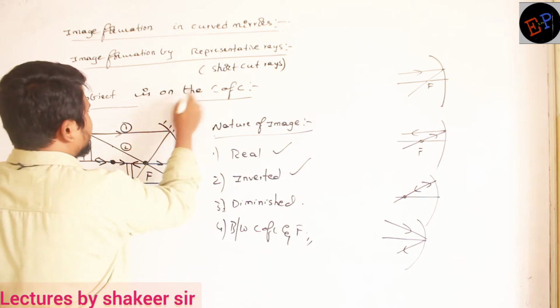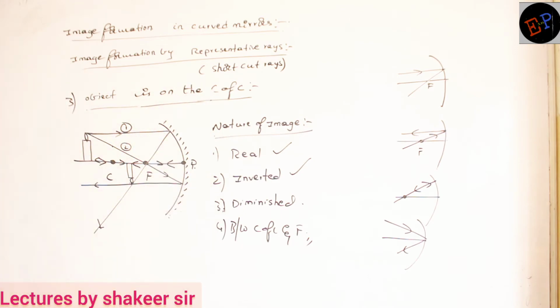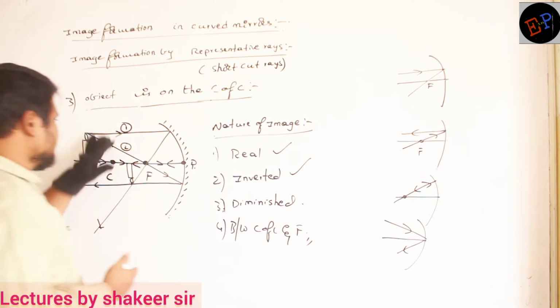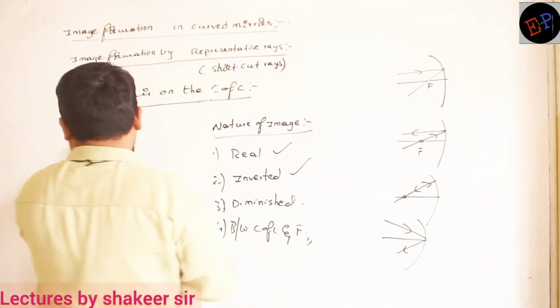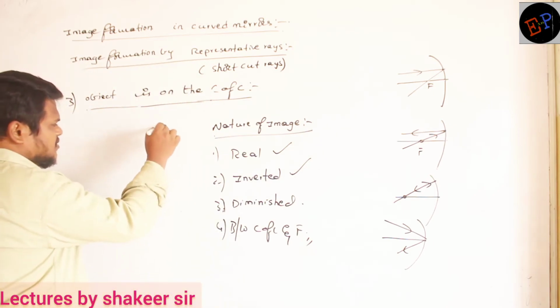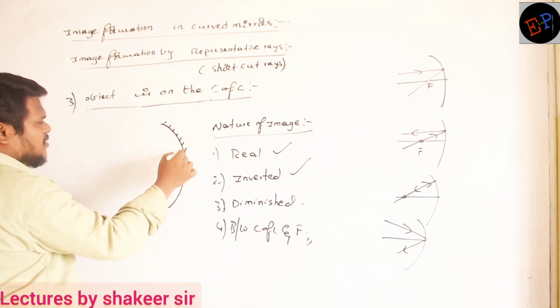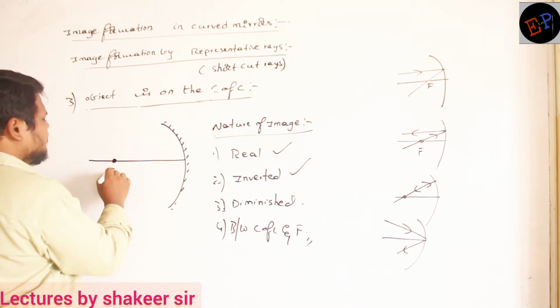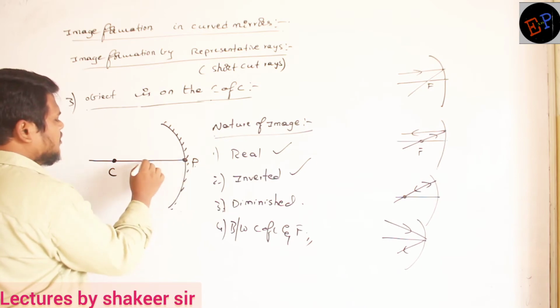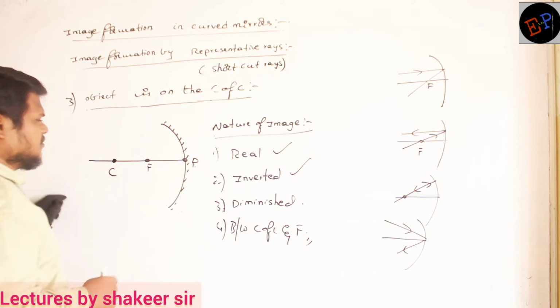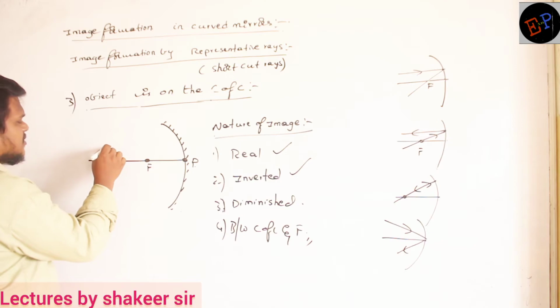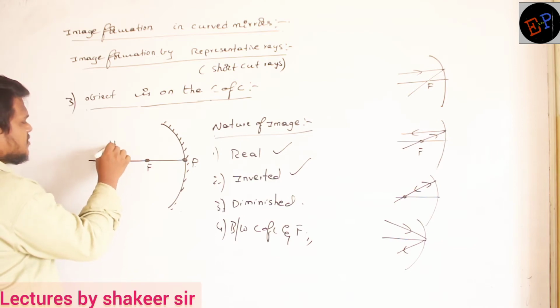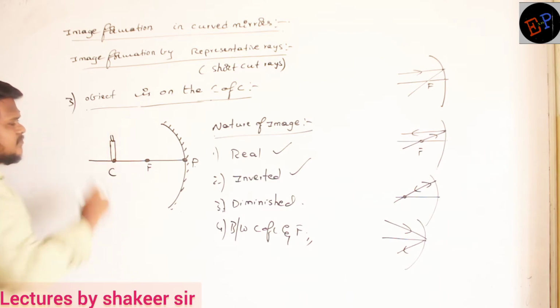Third condition. The third condition is the object is on the center of curvature. Object is present on the center of curvature. So what is the image? Okay. So consider this is the concave mirror. This is the center of curvature. This is the pole, and this one is the focus. Clear now? So where is the object? Object is present on the center of curvature, here. Okay. So let us see if we can get a good diagram or not.